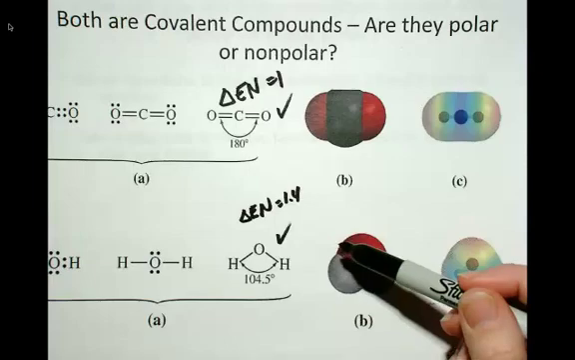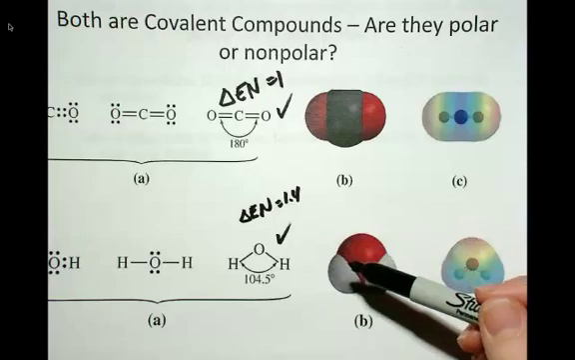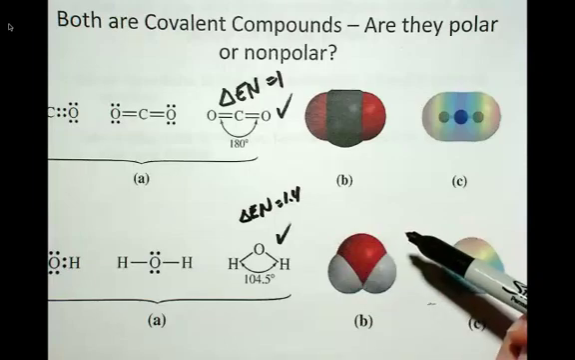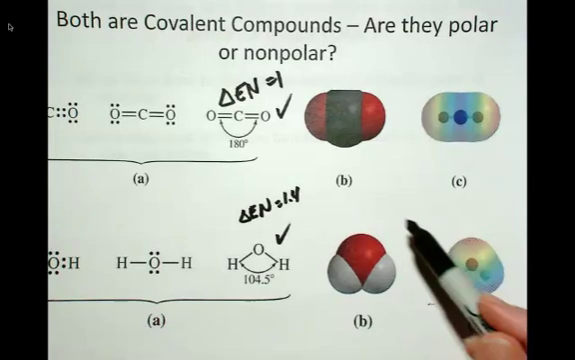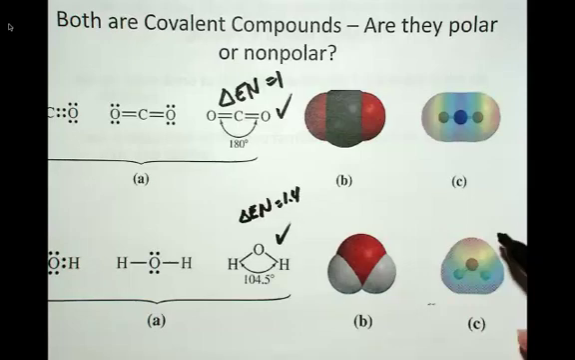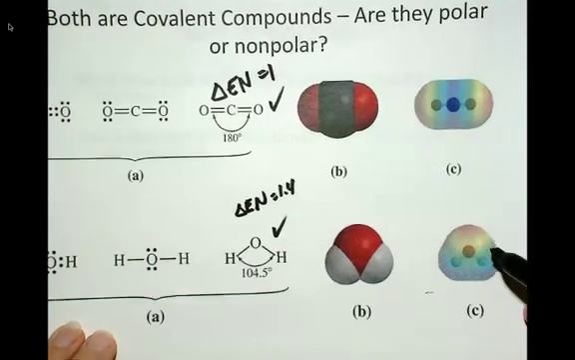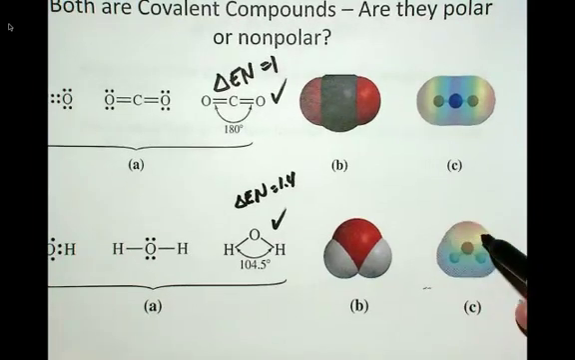Well, polar bonds means unequal electron cloud distribution across the bond. Polar molecule is unequal electron cloud distribution across the entire molecule. All right, and so what you see in the case of water is that the negative charge density is greater on this side of the molecule than that side of the molecule.